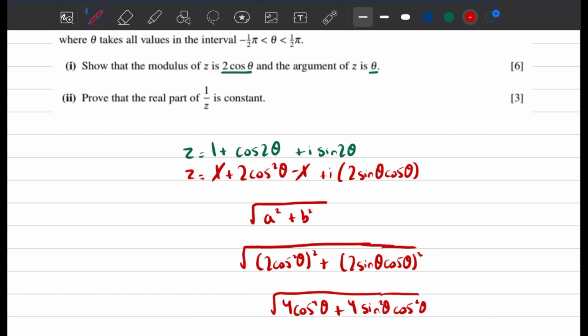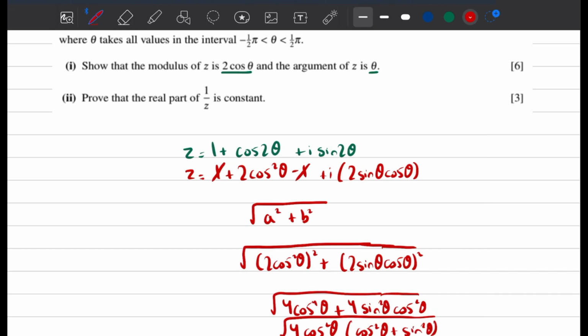Now, can I take 4 cos square theta common, guys? It's going to become cos square theta plus sin square theta, which is equal to 1. So 4 cos square theta, if you square root 4, it's going to become 2. And if you square root cos square theta, it's going to become cos theta. Did you get the first part?